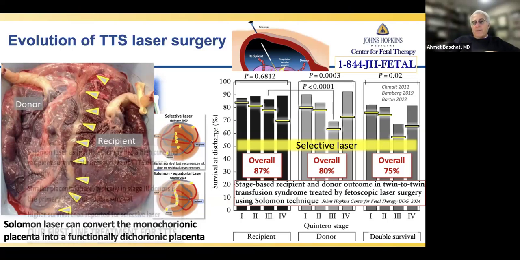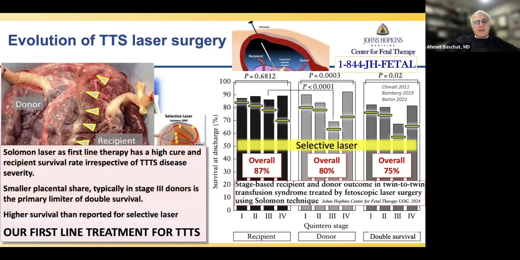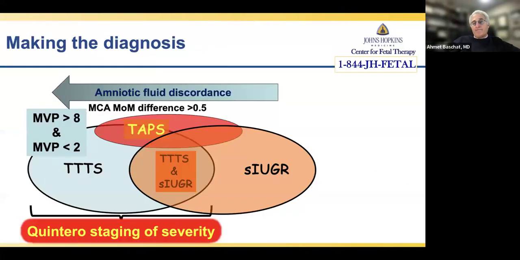So for us, the Solomon laser technique has become the first-line treatment for TTTS, because even if you don't have a surviving co-twin, like in stage 3, where you have a higher incidence of selective growth restriction, because the laser is complete in over 95% of cases, the surviving co-twin is actually protected from the risks that can happen from sudden reversed perfusion. So that's our first-line therapy, particularly for parents that seek double survival.